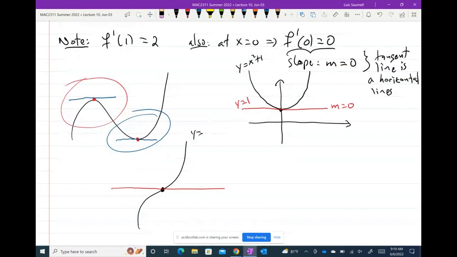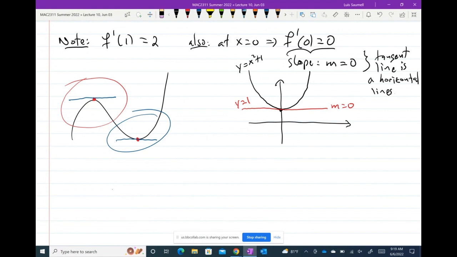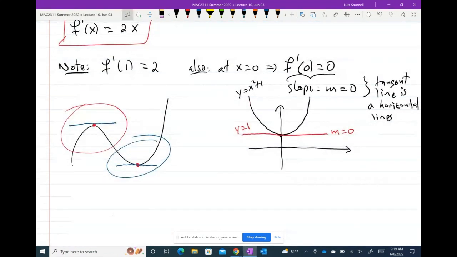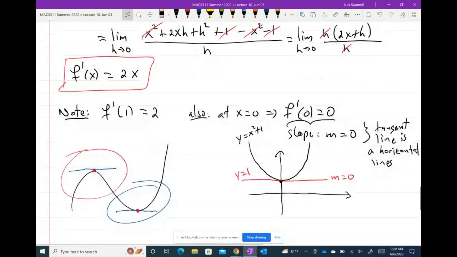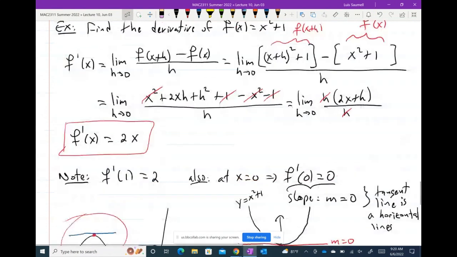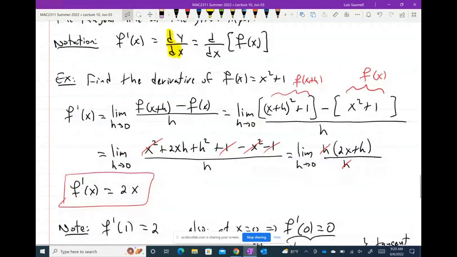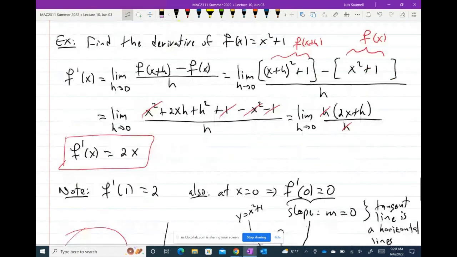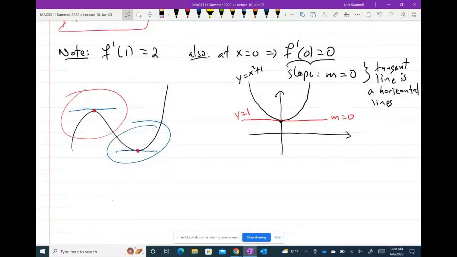Okay, so I guess the moral of this discussion is it's very important to know when the derivative is zero. And that was the remark that I was making here. For that function, because the derivative is 2x, when x is equal to 0, the derivative is 0. So that means at the point 0, whatever the function is, in this case x squared plus 1, at the point (0, 1) we have a horizontal tangent line, as the picture shows.